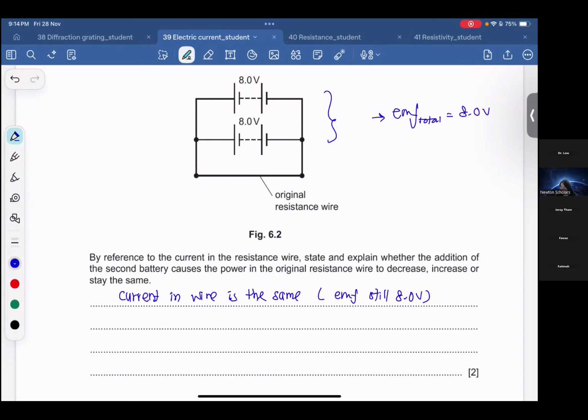Here, this one we learned in Year 11, and in Form 5 we are also learning. Same potential difference. How many volts are received by this resistor? It's still receiving 8.0 volt. It's still the same. Same potential difference across the wire. So power stays the same.